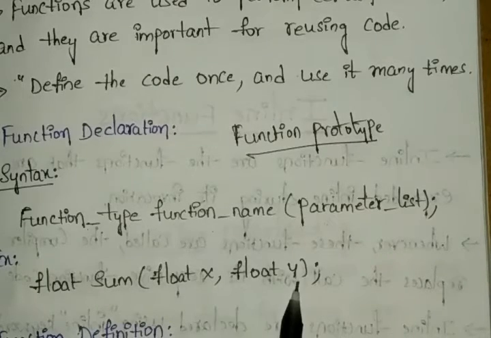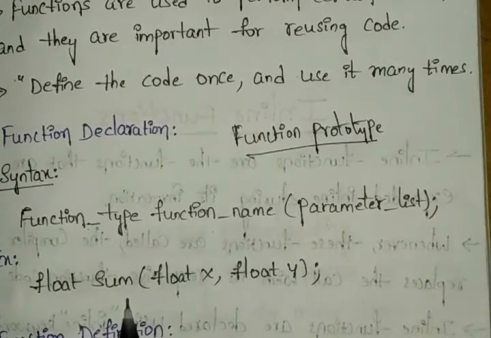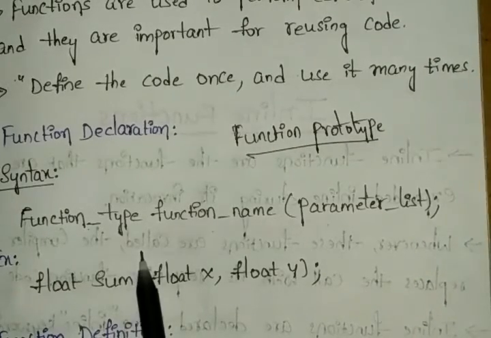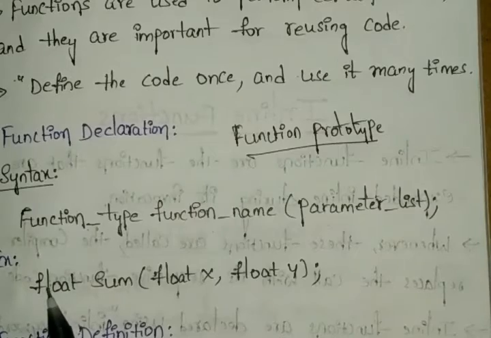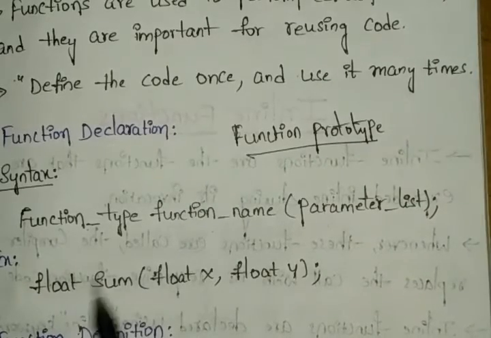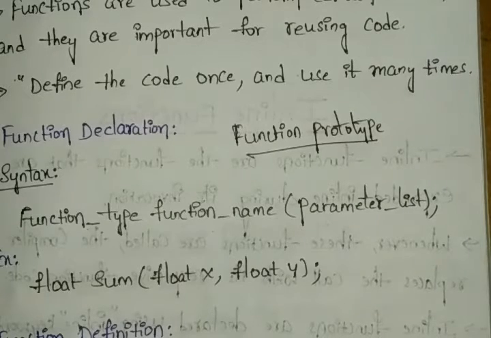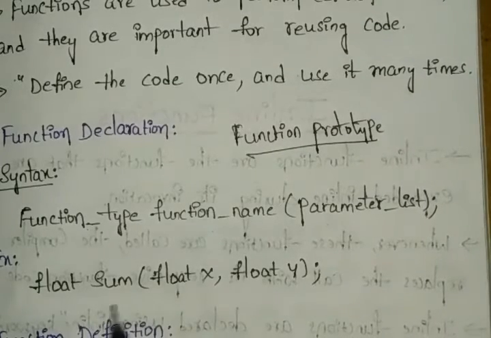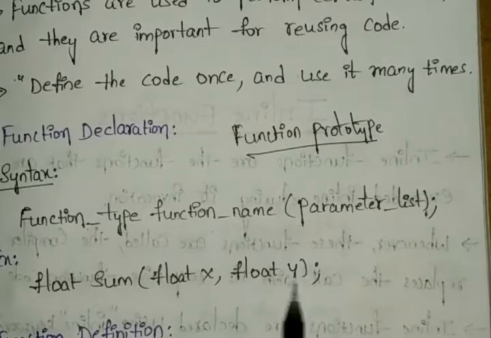So here x and y are the parameters of sum, and float is the type. Whatever type of data we took, that is what we need to write and pass into our parameter list. Not only float: if we need int, we can choose int sum, int x, int y. Like that we can declare our function.